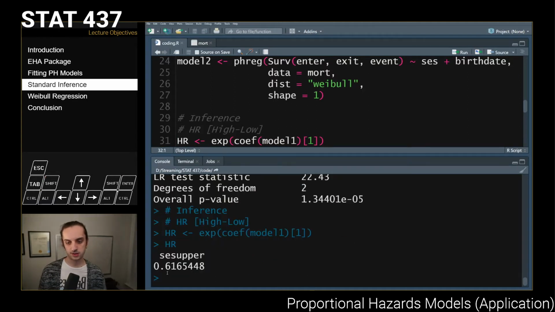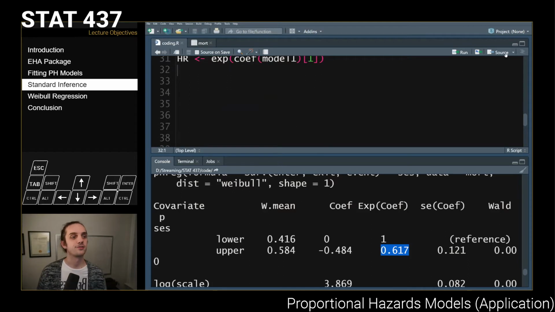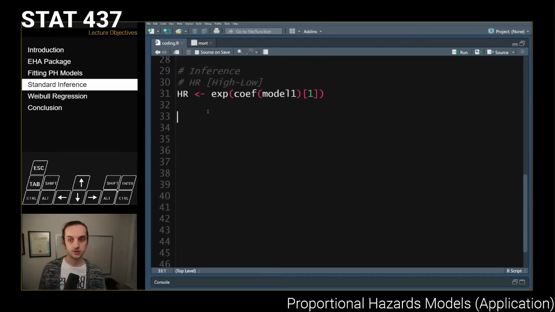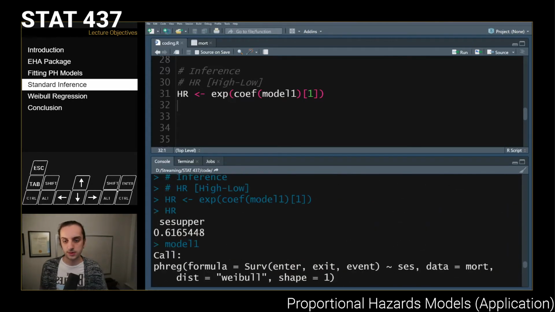And so we can look at what the hazard ratio is, and it's this 0.616. Now, if we quickly take a look at the model output again, you can see that this is given to us as the exponential of this coefficient here, right? And so we could have read that from the table directly, but this is where the hazard ratio is given. And so what that's saying is that at any given point, the hazard for someone who is in the high socioeconomic status compared to someone who's in the lower socioeconomic status is going to be about 60%. They have about 62% of the hazard.